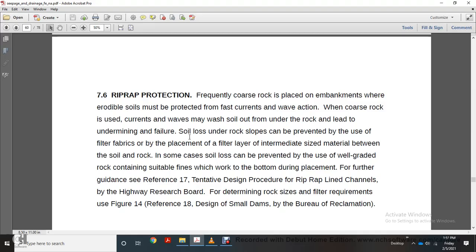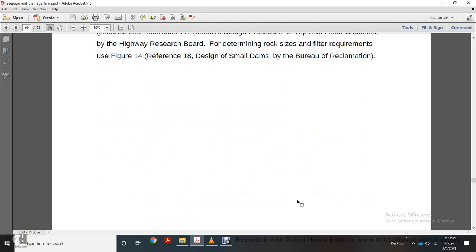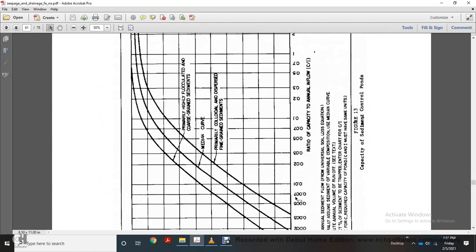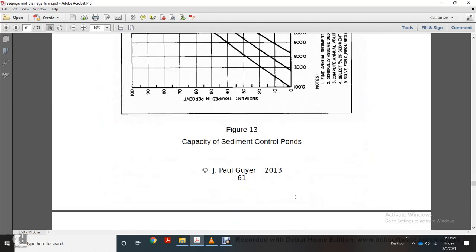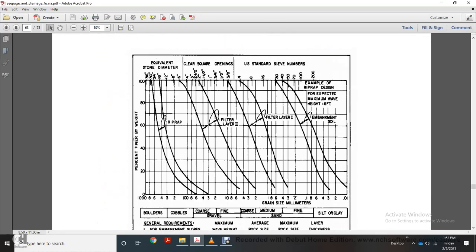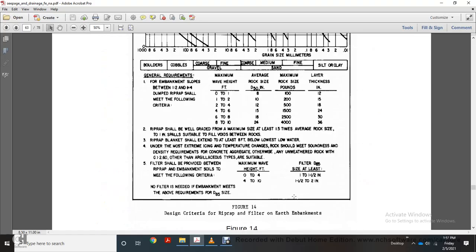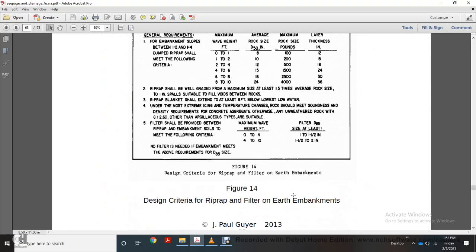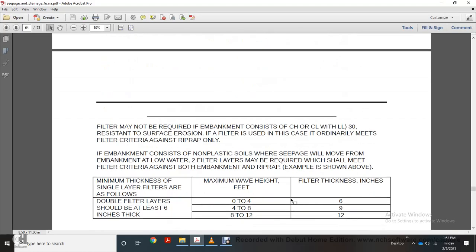Further, for guidance see reference 17, tentative design procedure for riprap-lined channels by the Highway Research Board, to determine rock size. For filter requirements use figure 14, reference 18, design of small dams by the Bureau of Reclamation. Then it shows another picture of the capacity of sediment control ponds, then examples of calculations, and another chart of design criteria for riprap and filtering earth embankments.